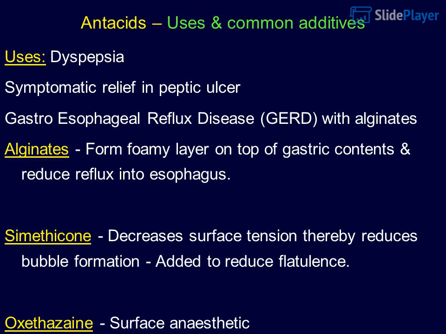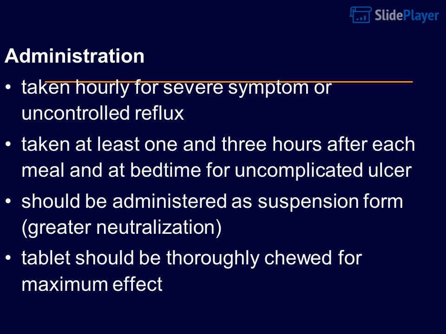Antacids: uses and common additives. Uses: dyspepsia, symptomatic relief in peptic ulcer, and gastroesophageal reflux disease, GERD, with alginates. Alginates form a foamy layer on top of gastric contents and reduce reflux into the esophagus. Simethicone decreases surface tension, thereby reducing bubble formation, and is added to reduce flatulence. Oxethazaine is a surface anesthetic.